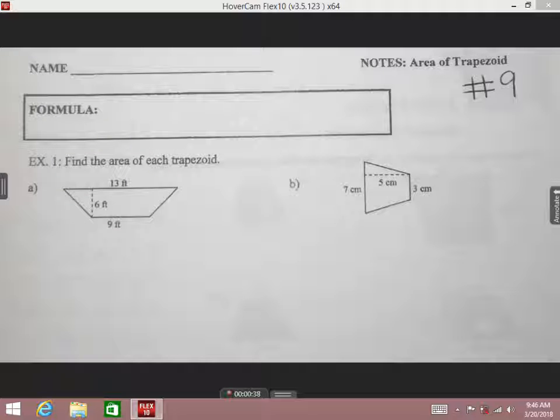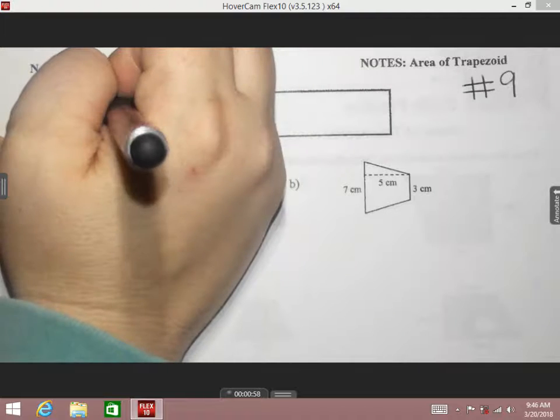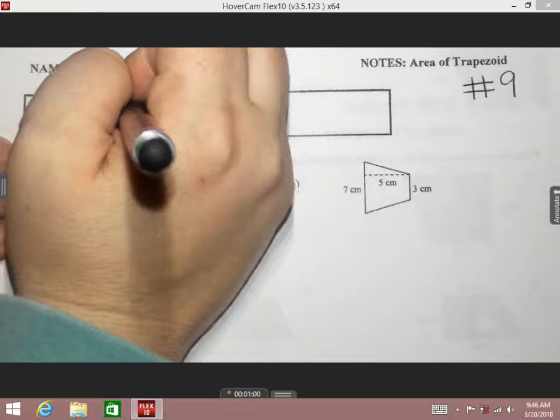For our trapezoids, it's a little bit different because they don't just have one base. Trapezoids are going to have 2 bases. All right? So since they have 2 bases, the first thing we're actually going to do is find the average of those 2 bases. And if we don't remember how to find the average of something, what we're going to do is take those 2 bases. We're going to label them as base 1.